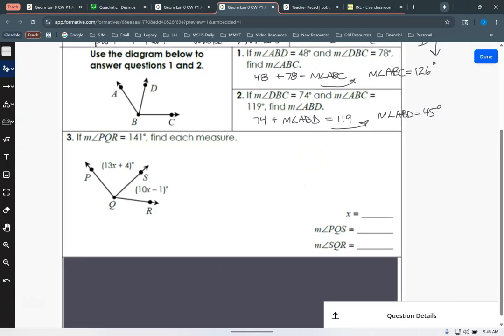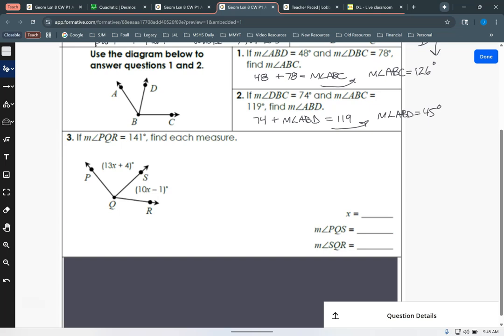So let's bring some algebra into the mix now, right? Okay, so we've got the measure of PQR is 141 degrees, and then we want to find some measures over on the side. Okay, quick question. PQR, tell your neighbor, is that a part or a whole? Right now, tell your neighbor, part or whole. You guys tell me now, part or whole? Okay, that's the whole. All right.